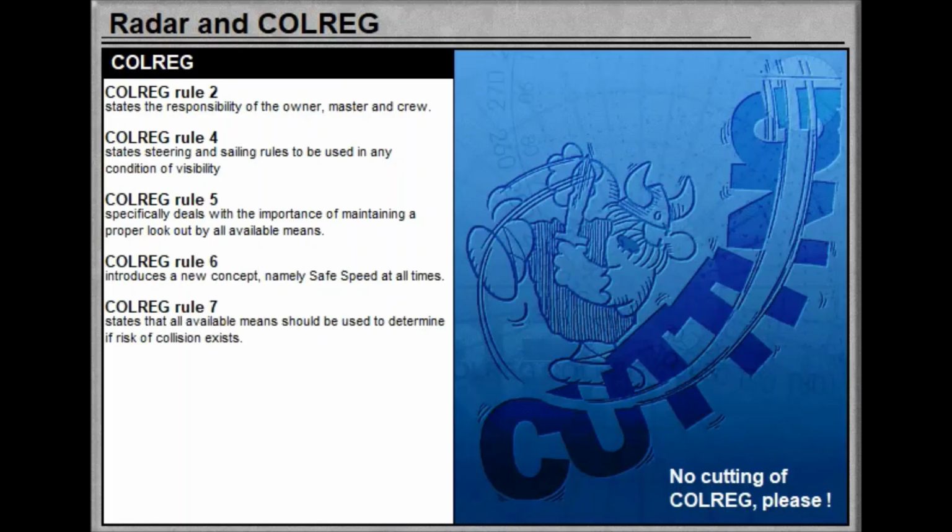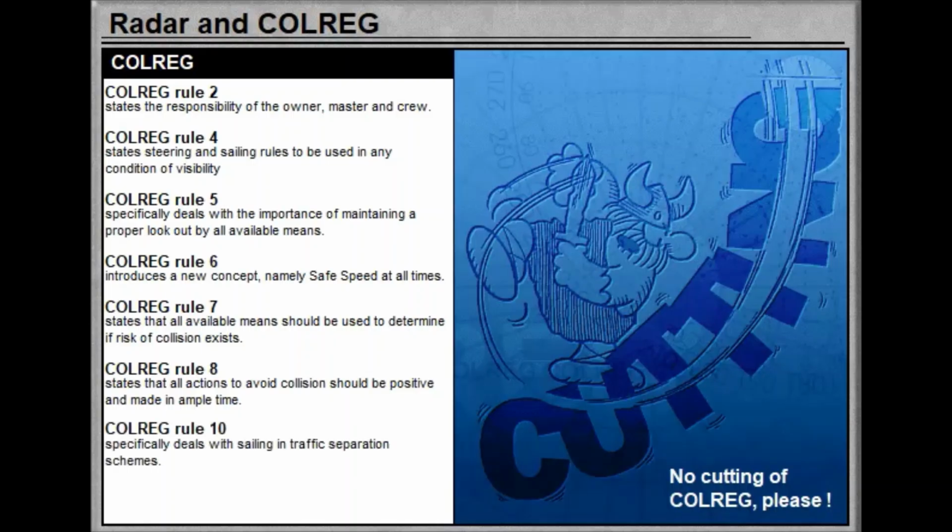COLREG Rule 7 states that all available means should be used to determine if risk of collision exists. COLREG Rule 8 states that all actions to avoid collision should be positive and made in ample time. COLREG Rule 10 specifically deals with sailing and traffic separation schemes. COLREG Rule 35 specifies sound signals to be given during conditions of bad visibility.